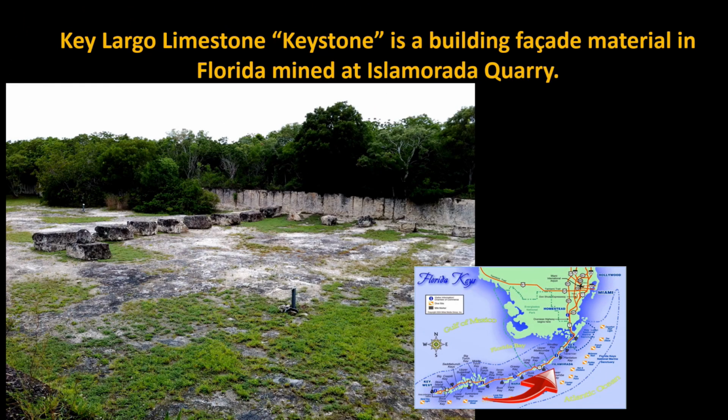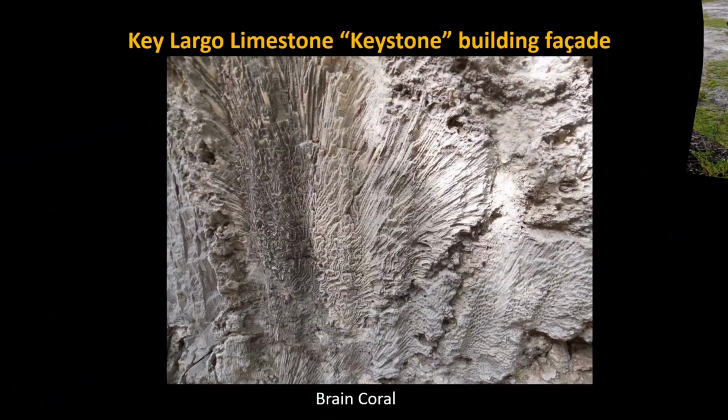The Key Largo limestone, also known as keystone, is a very popular building facade material in Florida, and it's shown here being mined at the Isla Morada quarry. This is a photo of a brain coral, part of the Key Largo limestone reef, which is being mined at the Isla Morada quarry.